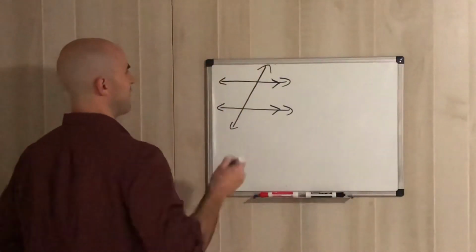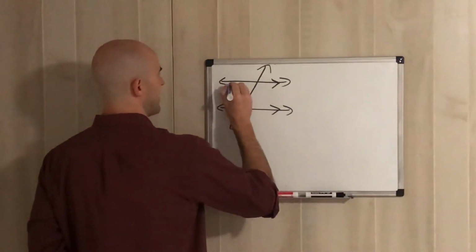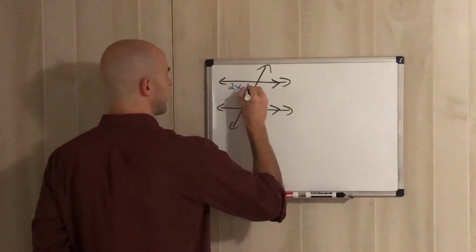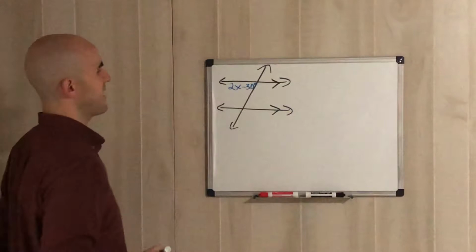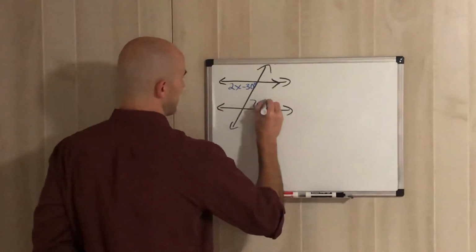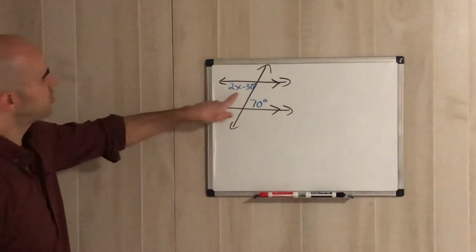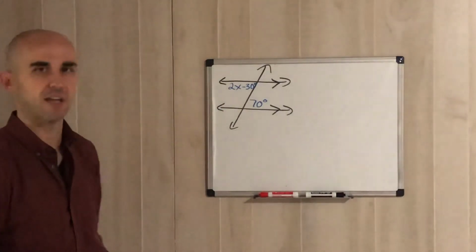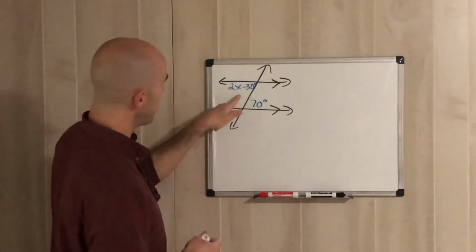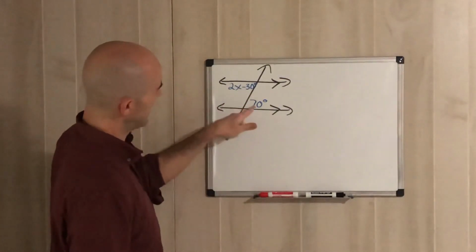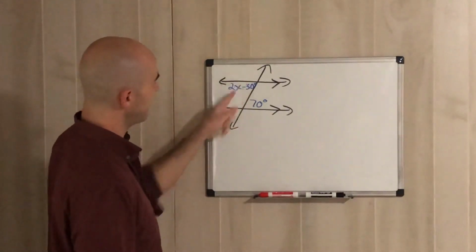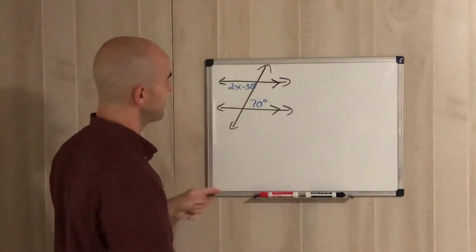We now have, let's say that this here is going to end up being 2x minus 30, right? So that's 2x minus 30. I'm going to make this one here be 70 degrees, right? So we have 2x minus 30, we have 70. Again, always in the back of your mind, think, what kind of angles are these? So I'm looking at these two, right? They're both inside. They're both on different sides. One's on the left side of the transversal, the other one's on the right side of the transversal.